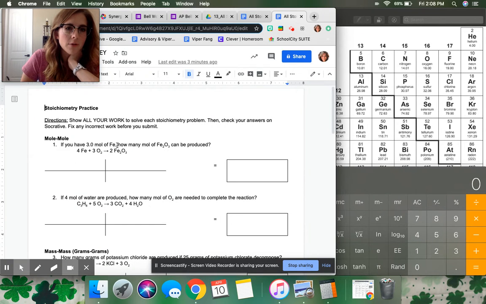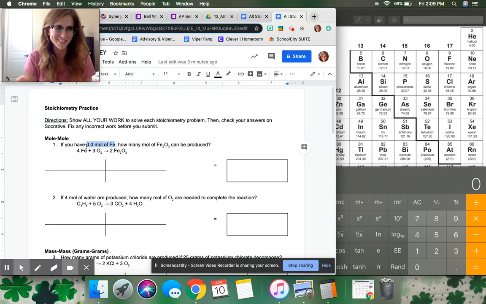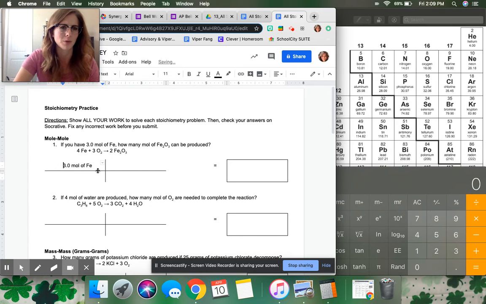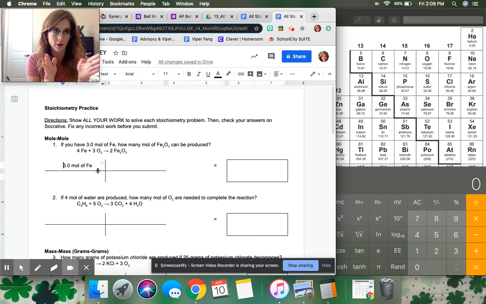So if you have 3 moles of iron, check that out. 3 moles of iron. How many moles of iron oxide do you need or can be produced? So I'm going to start off with exactly what they give me in the problem. And the cool thing about doing these on the computer is control copy, control paste. I can just paste from my problem. What was given to me in the question? So I'm putting 3 moles of iron at the start of my problem.